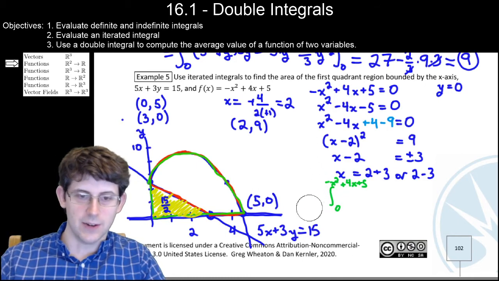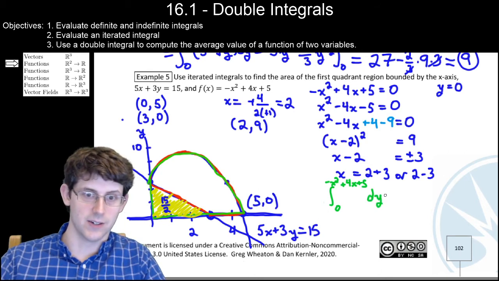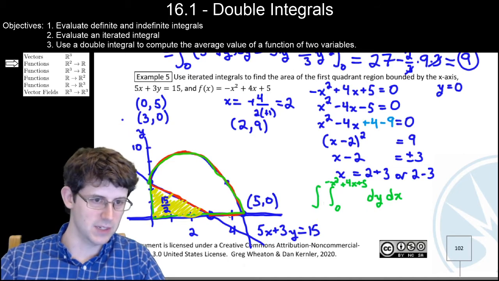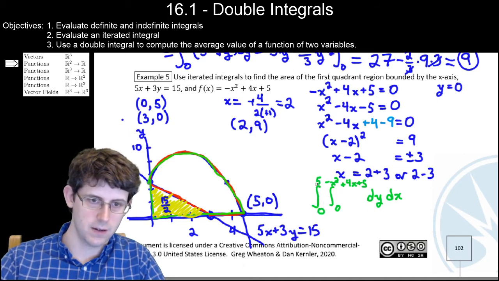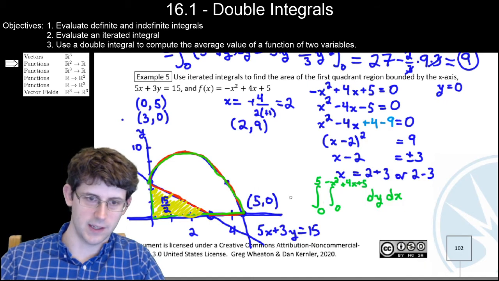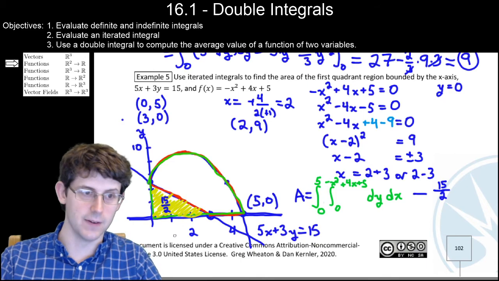Because those bounds are y's, that means this inner integral is a y integral. And then the outer integral will be an x integral, and it's from 0 to 5. So I need to do this integral, and then in total, the total area will be this integral minus 15 halves, because that minus 15 halves is this triangle that I'm going to take out.